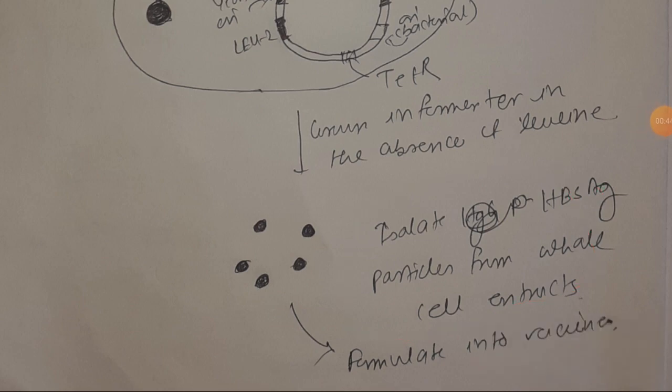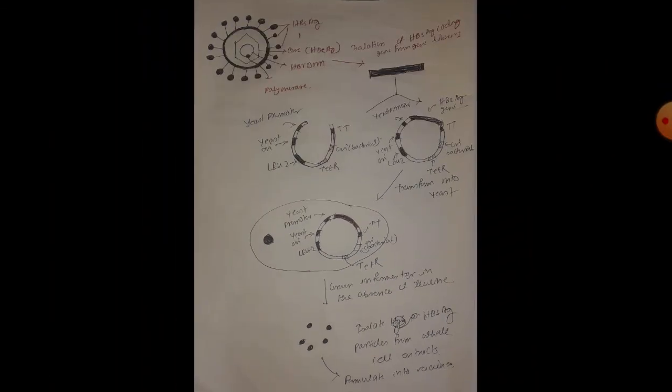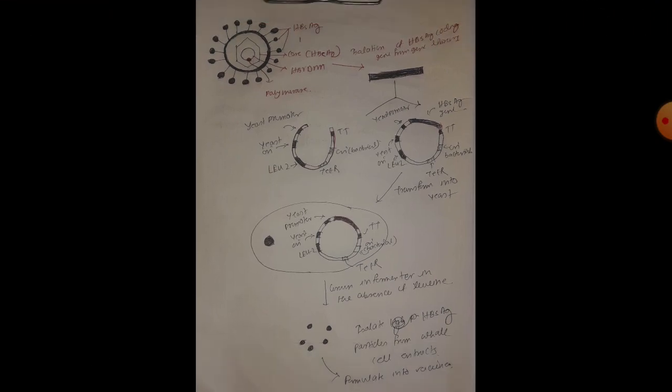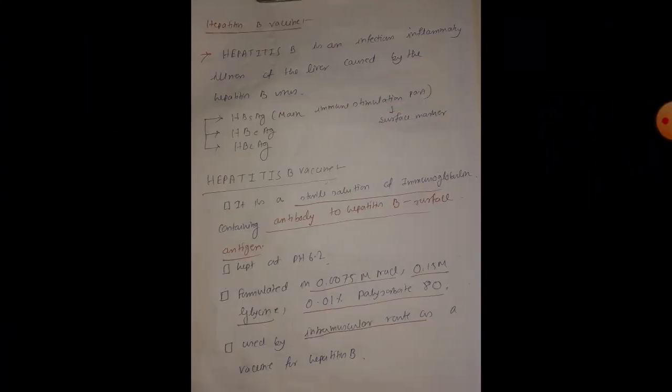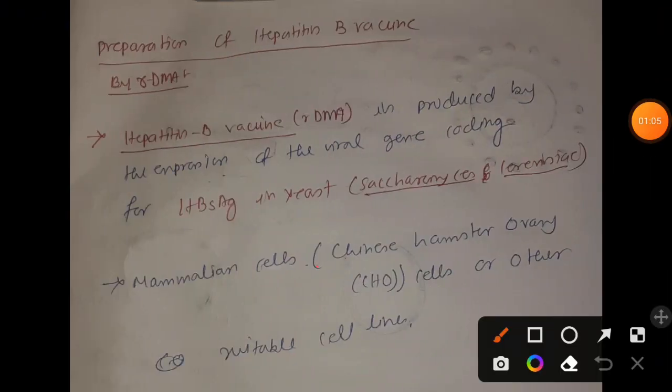Now what will be our goal? We will simply transfer them inside the animal to produce the antibody specific for that hepatitis B surface antigen, and we will use those immunoglobulins as a ready-made antibody solution for hepatitis B surface antigen. So remember, along with yeast we can use Chinese hamster ovary cell, that is a mammalian cell, as a suitable host.